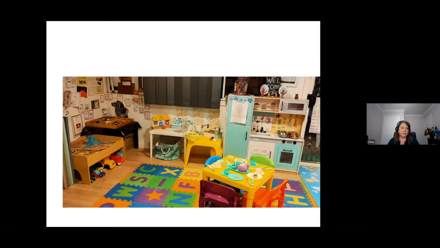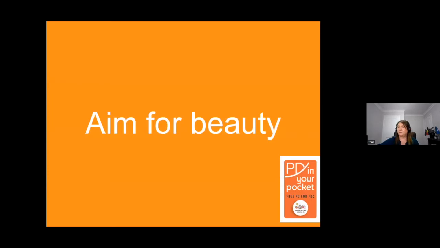For me, having a look at the beautiful Aboriginal symbols that are up there means that children can't actually reach to touch them and explore with them, or even draw with them, or something like that. So really think about the space and get children to help you with that. Can they touch? Can they reach? Can they see things? Aim for beauty.